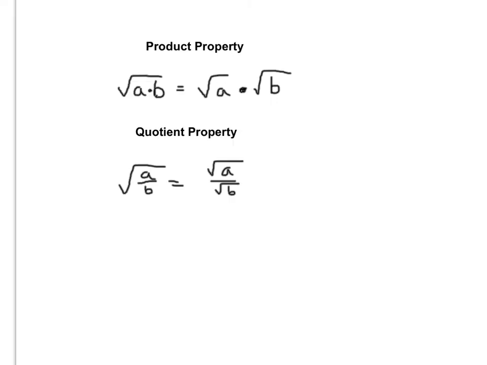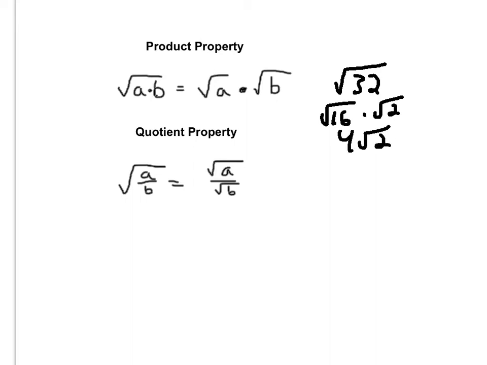This is just a reminder of the two properties we've learned so far. We talked about the product property, where we can break something apart into the product of two square roots. For example, the square root of 32 we can break apart into the square root of 16 times the square root of 2, which is 4 square root of 2. Or we can combine two square roots: the square root of 2 times the square root of 3 is the same as the square root of 6.